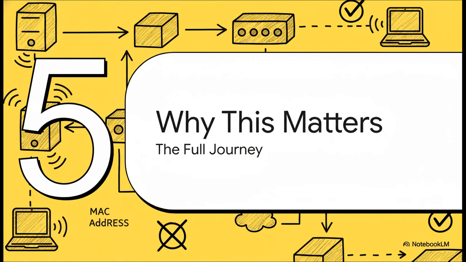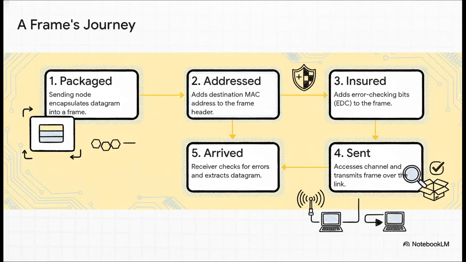So let's take a step back and pull all these pieces together and see why this first tiny local step is so incredibly important for, well, the entire internet. So here it is, the complete local journey in 5 steps. First, your data gets packaged into a frame. Second, it gets addressed with the destination MAC address of the very next hop, like your router. Third, it's ensured against corruption with those CRC error-checking bits. Fourth, it's sent out onto that shared road, carefully following the rules to avoid a collision. And finally, number 5, it arrives. It gets checked for errors, and if it's clean, the original data is unpacked and sent on its way.